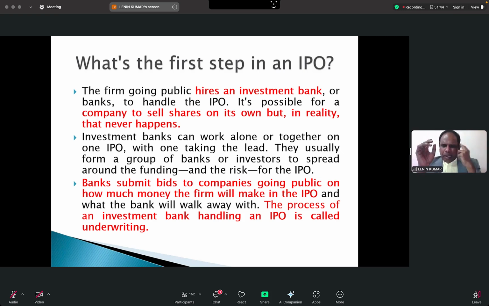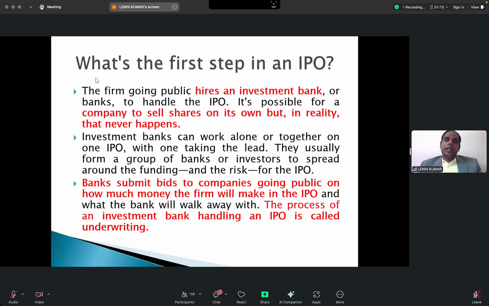Right. Now, what is the first step? The firm going public. We'll take an example, then it will be easy for you to understand. We'll take Lulu, because it is a very common firm name. Now Lulu is planning to go for an IPO. Now what will they do first of all?